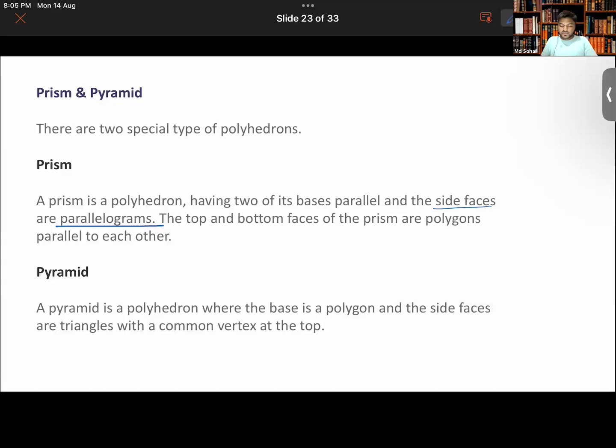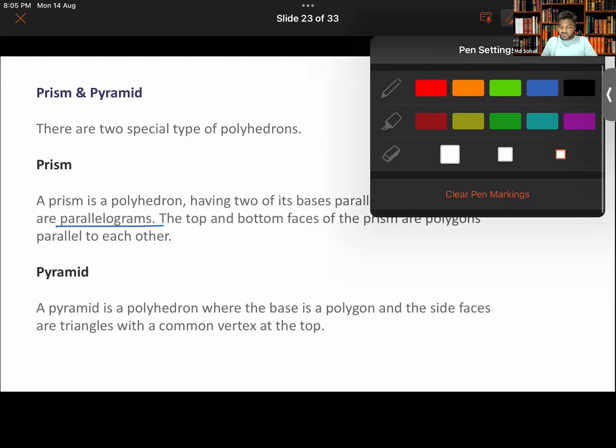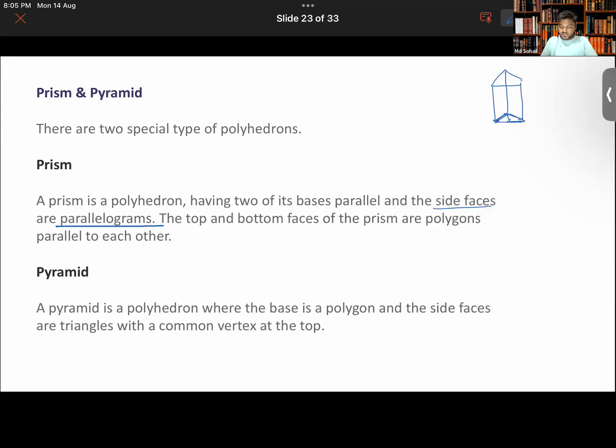Let's draw a vertical figure of a prism over here. Well, it's going to look like this. So this face and this face are going to be parallel to each other. Getting it?